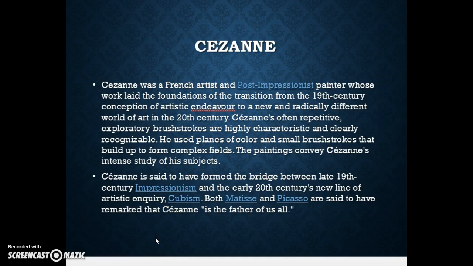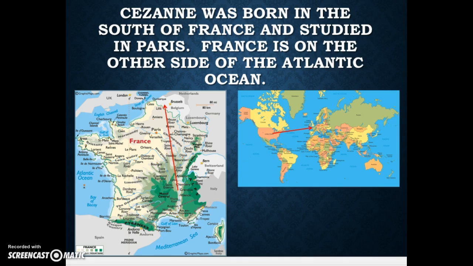Cézanne is said to have formed the bridge between late 19th century Impressionism and the early 20th century's new line of artistic inquiry, Cubism. Both Matisse and Picasso are said to have remarked that Cézanne is the father of us all. Well, Matisse and Picasso were Cubists, and that's what they're referring to, his style. Cézanne was born in the south of France and studied in Paris. France is on the other side of the Atlantic Ocean.